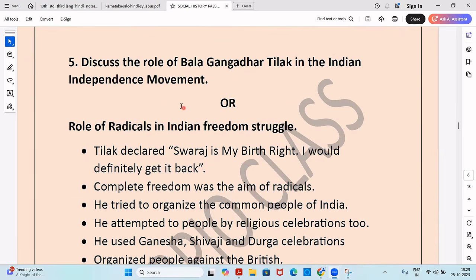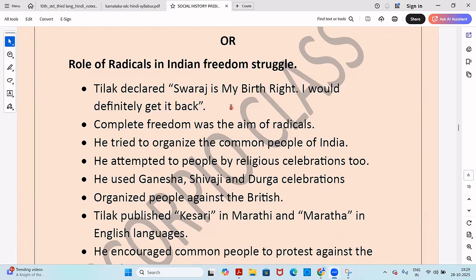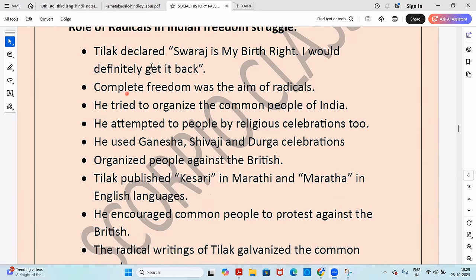Next, question 5. Again, you have two different questions for the same answer. Discuss the role of Bal Gangadhar Tilak in the Indian independence movement, or the role of radicals in the Indian freedom struggle. Okay, and the answer remains the same. So, let's look at the answer. Tilak declared, Swaraj is my birthright. I would definitely get it back.